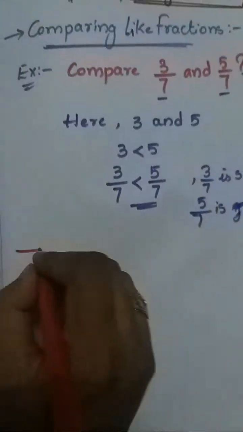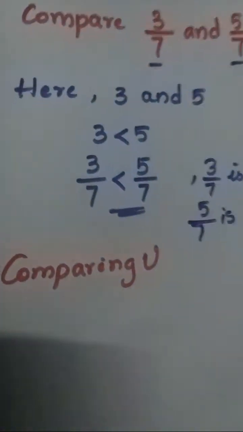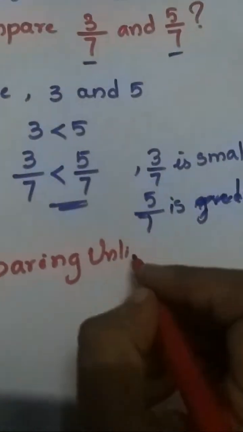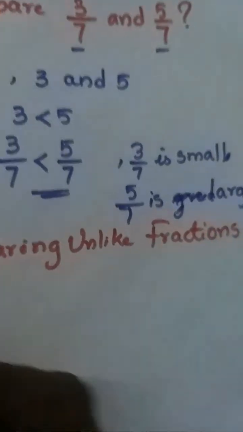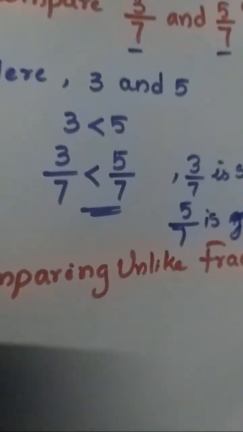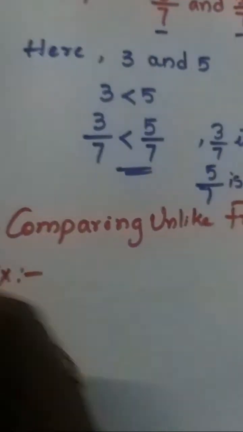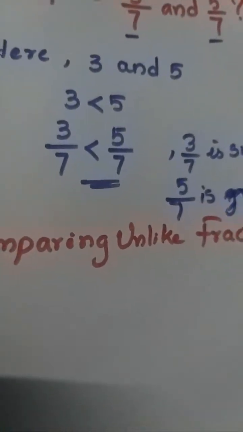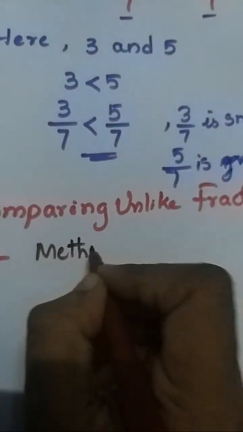Now, comparing unlike fractions, how will you compare the unlike fractions? Some students have confusion about how to compare unlike fractions. Now I am going to tell you by example. See here, I will show. When we compare unlike fractions, we have to do it by two methods.